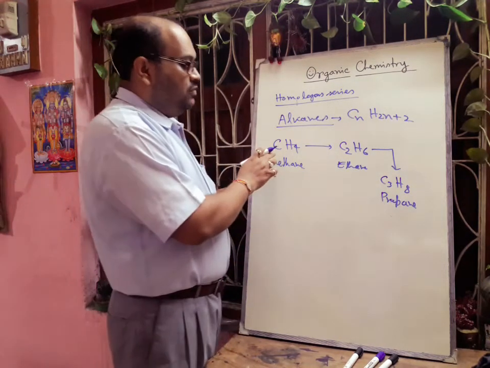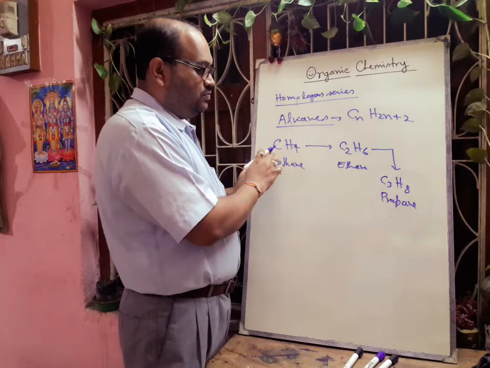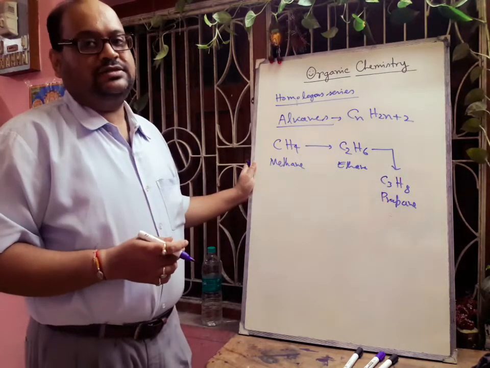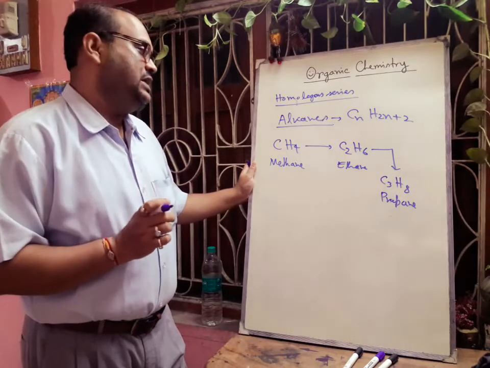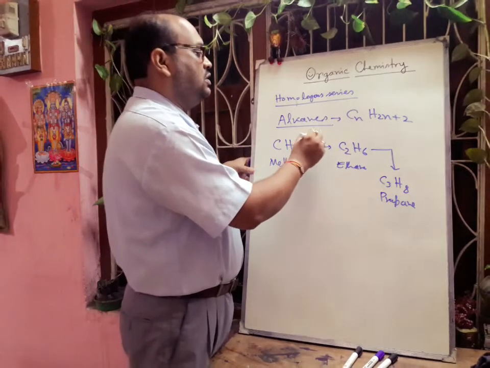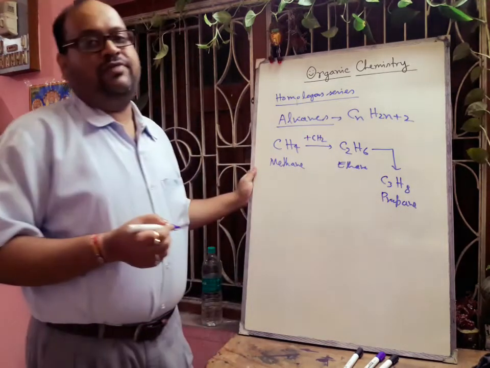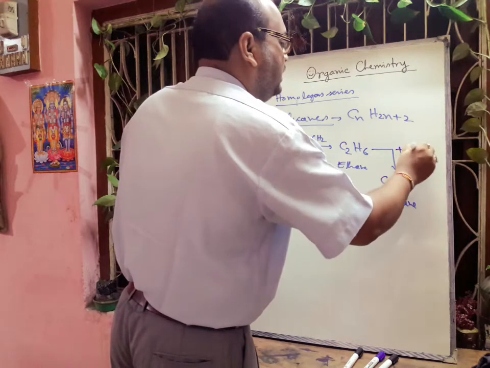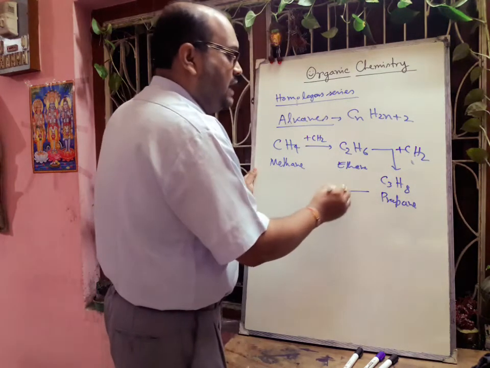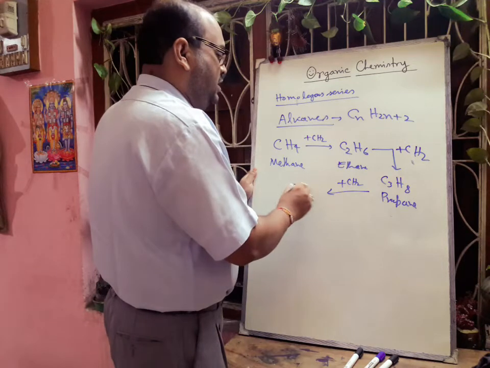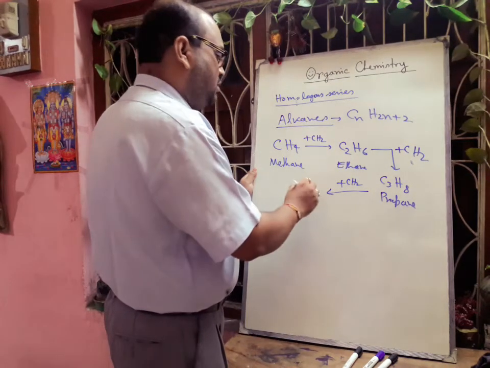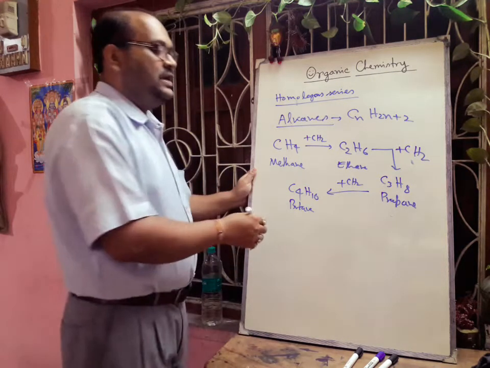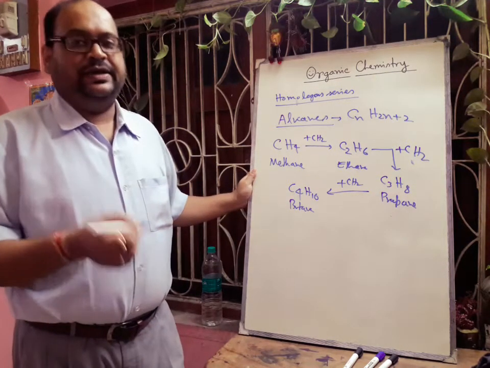Now if we look minutely at these two formulas, that is methane and ethane, what is the difference? There is the CH2 group difference. If we add plus CH2, we will get this ethane formula. If we add plus CH2 again, we will get the formula of propane. Again if we add plus CH2, we will get the formula of butane. In this way next pentane, hexane, heptane will come.